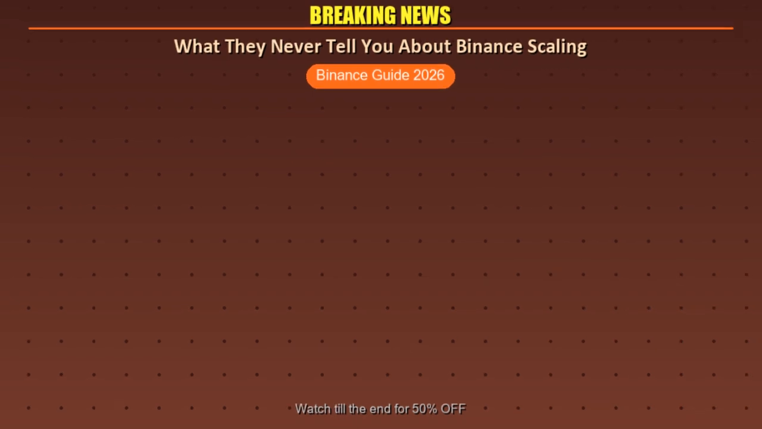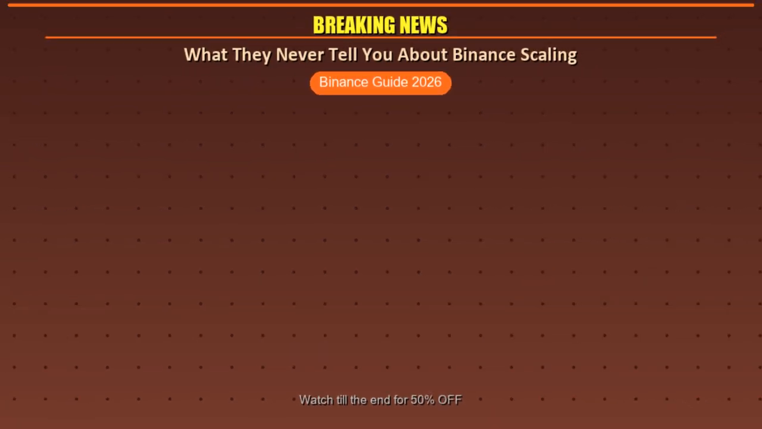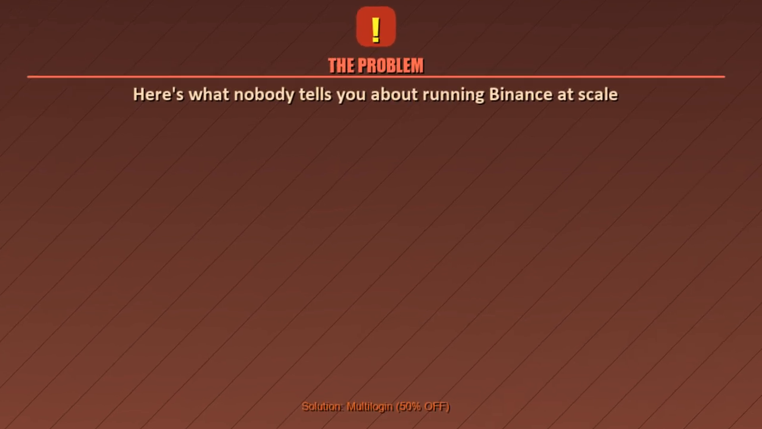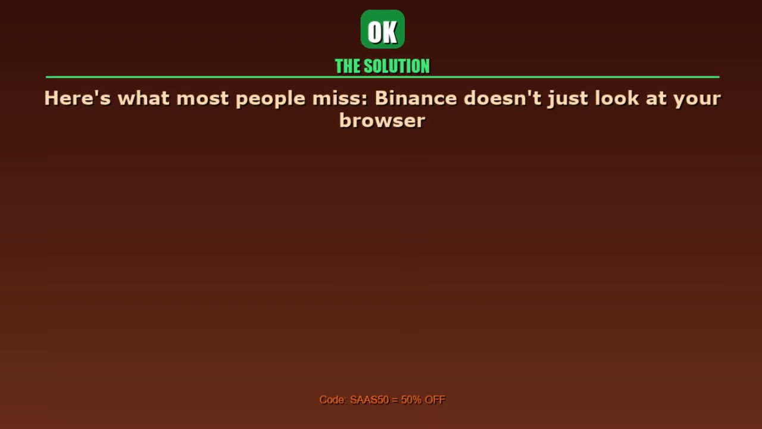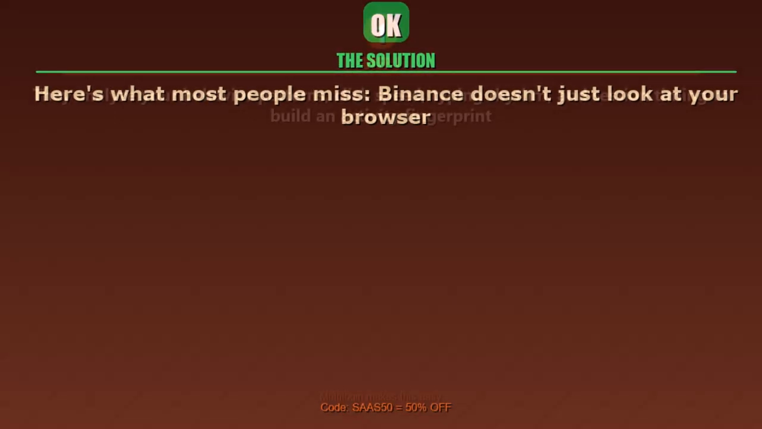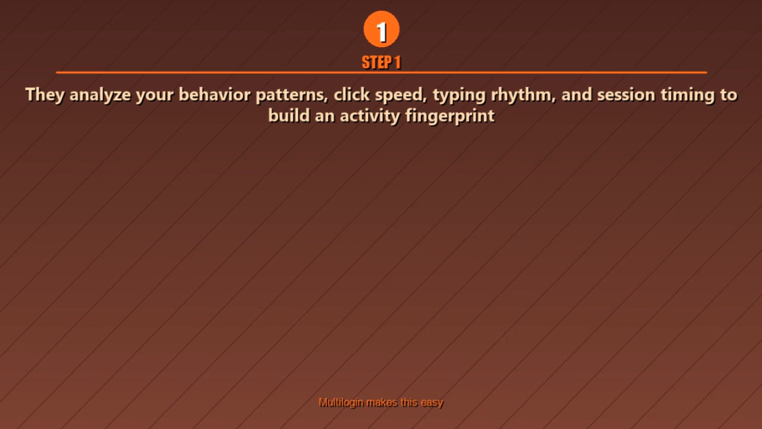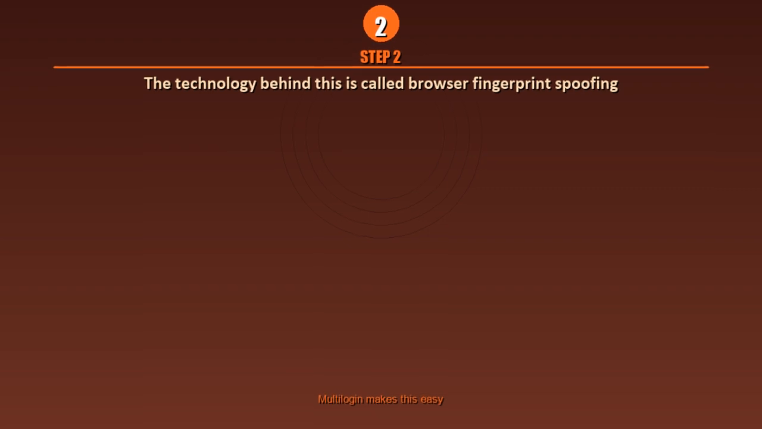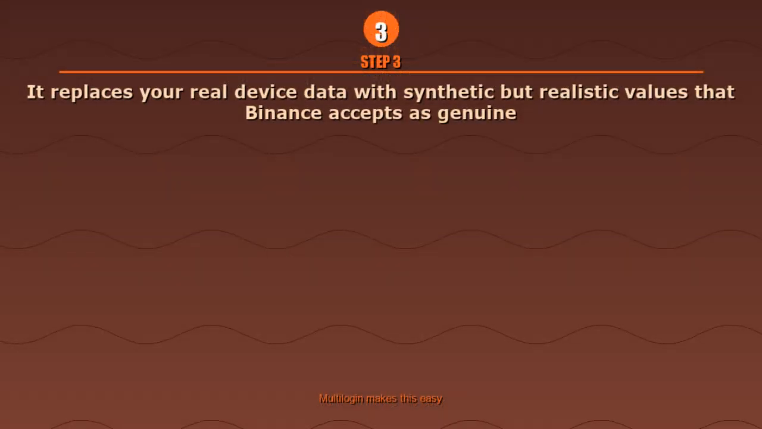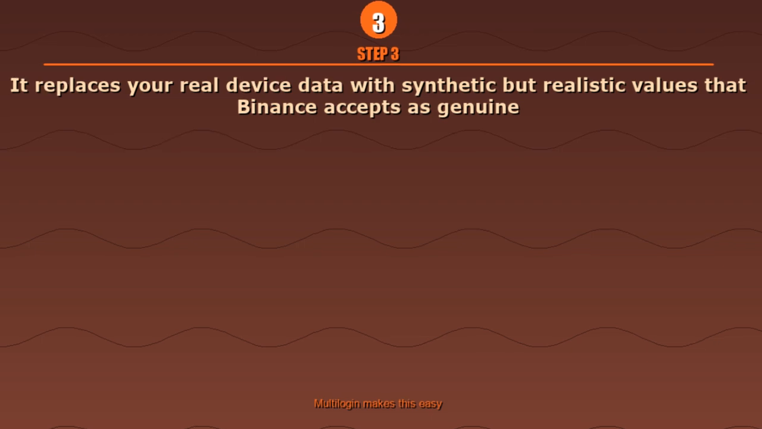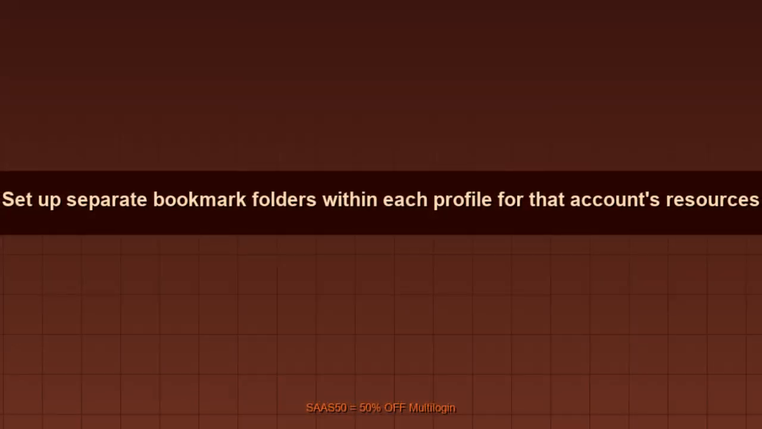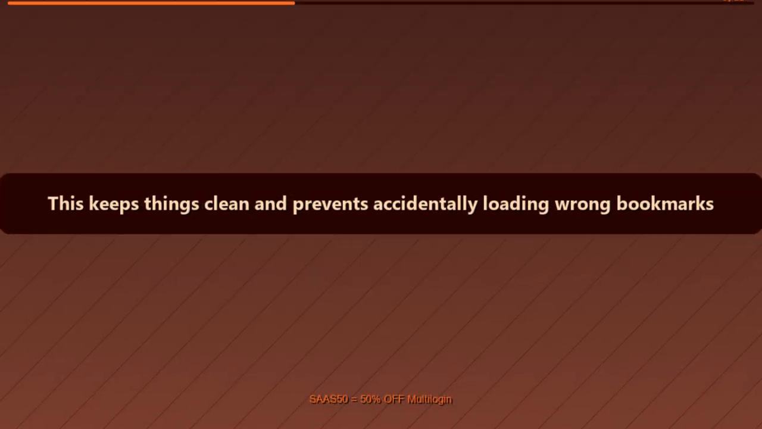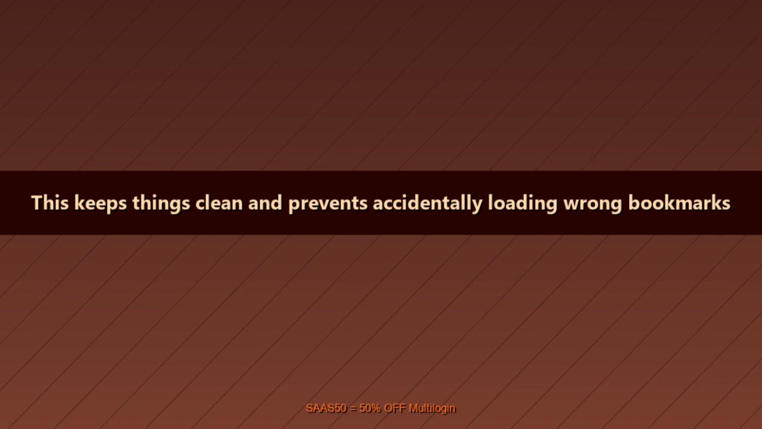Here's what nobody tells you about running Binance at scale. Here's what most people miss. Binance doesn't just look at your browser. They analyze your behavior patterns, click speed, typing rhythm, and session timing to build an activity fingerprint. The technology behind this is called browser fingerprint spoofing. It replaces your real device data with synthetic but realistic values that Binance accepts as genuine.